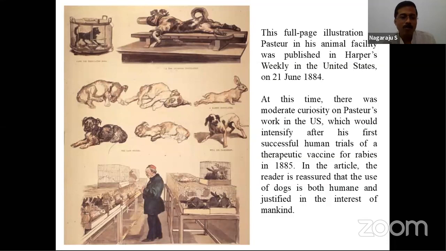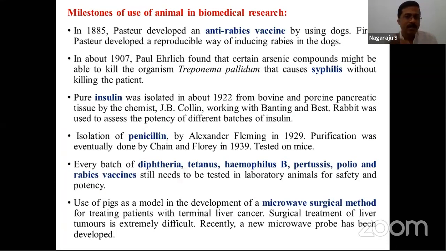So if I look at more of the milestones: development of anti-rabies vaccines, development of treatments for syphilis, insulin, penicillin, and treatment of diphtheria, tetanus, hemophilia. So many, all of which we call deadly disease conditions. For all this vaccine development, the animal models have given a lot of input for developing these vaccines or treatments for different disease conditions.